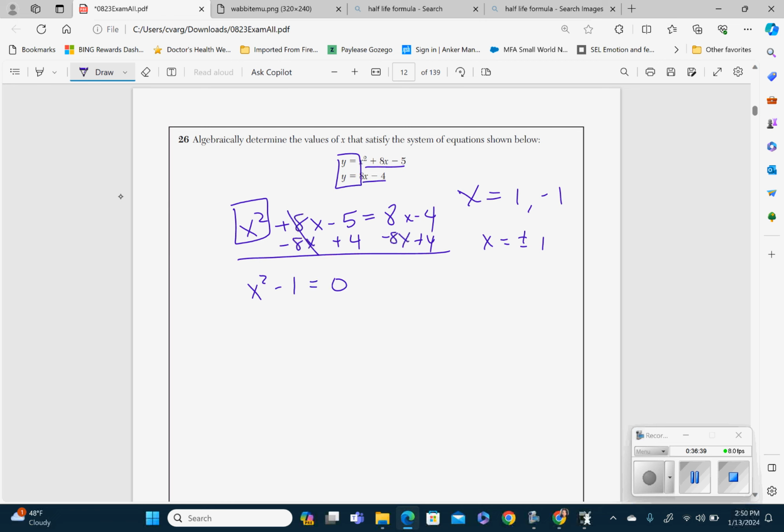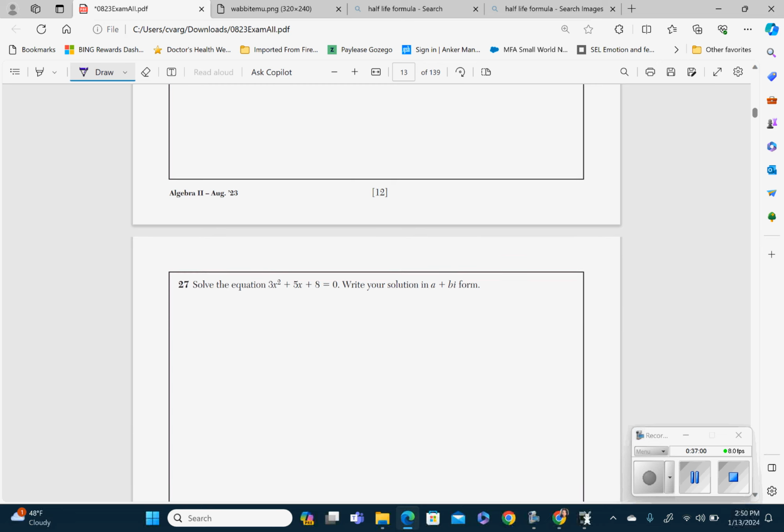There are two ways to do this. You could double bubble x plus 1, x minus 1, or you can add 1 to both sides, and you get x squared equals 1, the square root, x equals ±1. So the square root of 1 is +1, but it's also -1, and that's how you can show all your work and get your full 2 points for this.